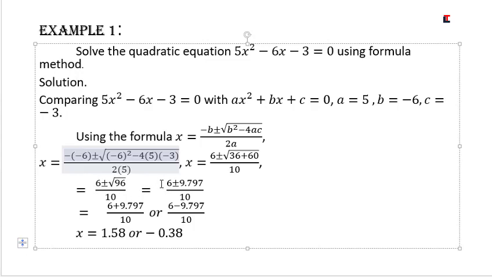Then I will have 6 plus or minus root 96, which is 9.797 approximated to 3 decimal places. From there I take the first one positive, so I have 6 plus 9.797 divided by 10, or I will use the negative one, 6 minus 9.797 divided by 10. So this will give me 1.58, or this gives me minus 0.38.